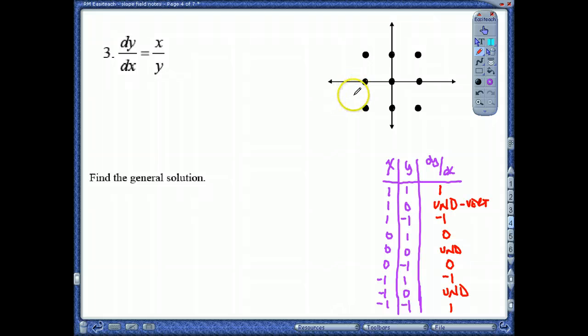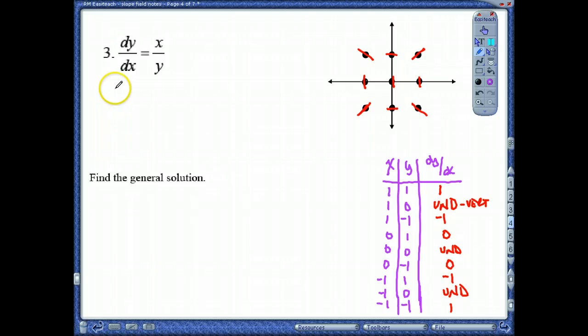Okay. So when I create my little slopes here, anywhere my y coordinate is 0, we're going to have little vertical pieces. Vertical, vertical, vertical. Where x is equal to 0, we're going to have little horizontal pieces, except 0, 0. And then where my 1, 1, I have a nice pretty 1 slope. Okay, -1, -1, we have a 1 slope. Here we have a -1 and a -1. Okay. All right, so they want us to find that general solution.